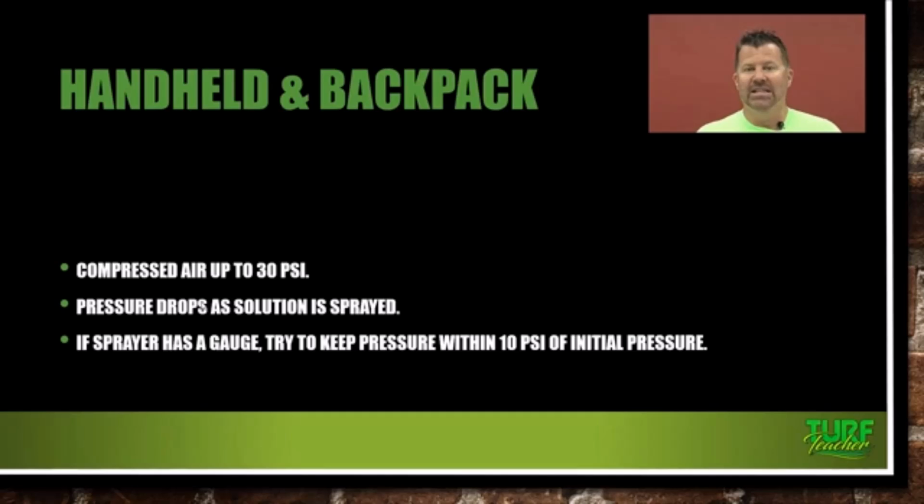Now, let's look at calibrating a backpack sprayer or handheld sprayer, probably the more commonly used sprayer in the landscape management or maintenance side of things. Usually your backpacks are going to have compressed air up to 30 psi. The pressure drops as the solution is sprayed.